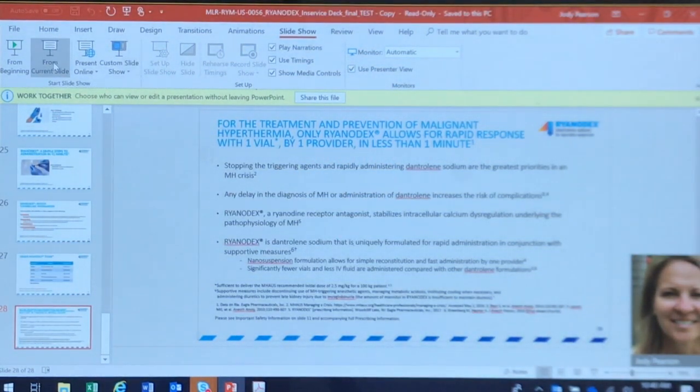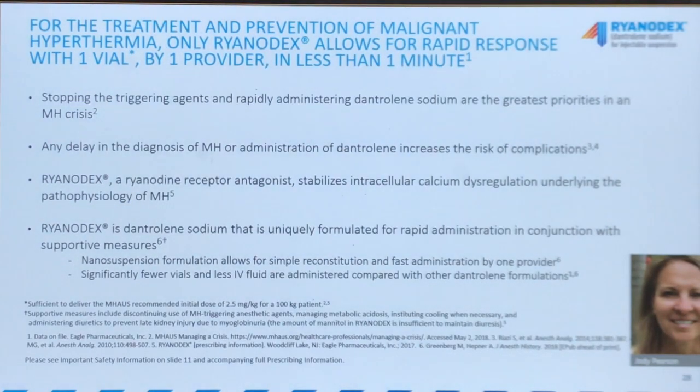And I am coming up to the end here, and this just will highlight some of the things we've discussed today. So for the treatment and prevention of MH, Ryanodex will allow for a rapid response with 1 vial by 1 provider in less than a minute. This is a drastic change from the low concentration dantrolene, which a dose of for a 100 kilogram patient would take anywhere from 15 to 20 to 25 minutes and would require mixing by 3 or 4 people. Now with Ryanodex, this allows one person to reconstitute and administer within a minute.